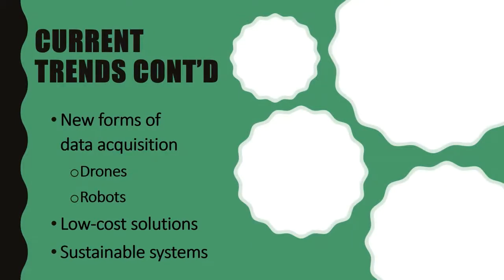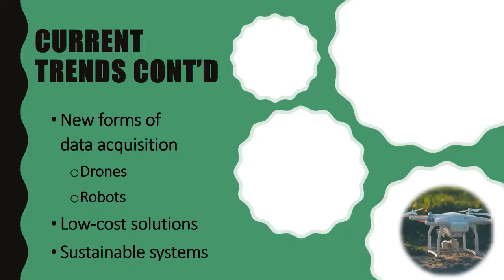Some of the other trends in IoT-based irrigation systems include new forms of data acquisition, adaptable low-cost solutions, and designing of sustainable systems. In addition to sensors, technical developments have led to the use of drones to take aerial images of fields and robots that can travel, take measurements, as well as irrigate parts of a farm if needed.